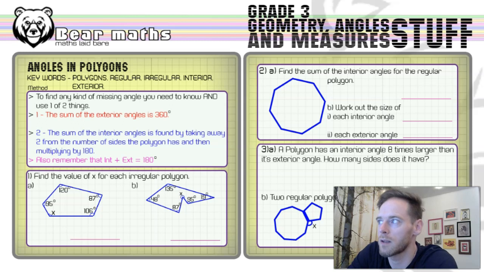Okay, so an interior plus an exterior will equal 180 degrees, which is in the pink words in the method bit there. Now, there's a video prior to this one you could watch on polygons, but this one's about angles inside polygons, solving problems.